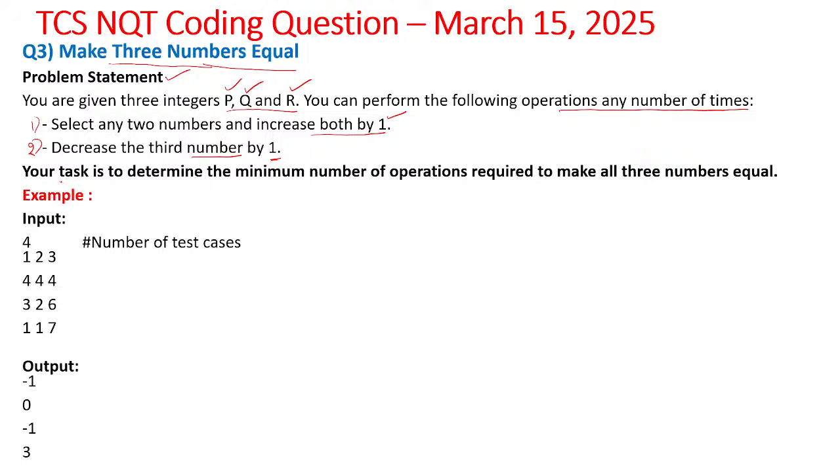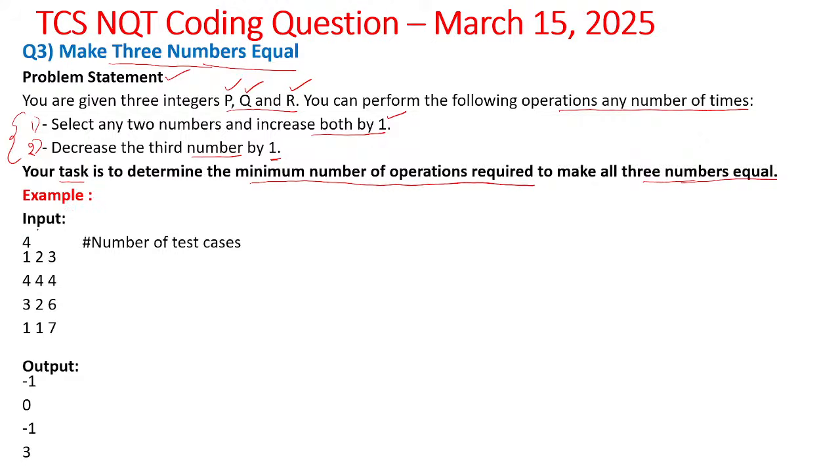So what is our task we will see here. Your task is to determine the minimum number of operations required to make all the three numbers equal. Initially the three numbers are different. You should make them equal by performing these two operations, and find how many minimum number of operations are required to make all the three numbers equal.